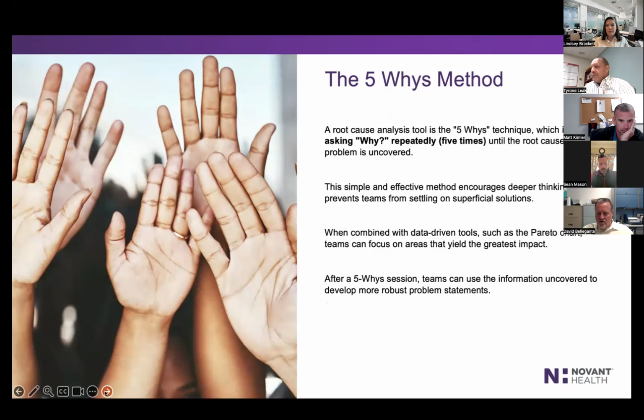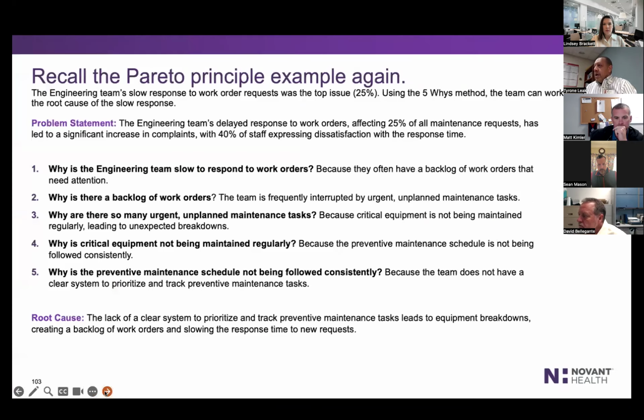Okay, when we talk about the 5 whys method, it's a technique which involves asking why repeatedly 5 times until the root cause of the problem is uncovered. It's a simple and effective method that encourages deeper thinking. That's where we want to drive people to really dive in and think deeper into the process, to prevent teams from settling for superficial solutions. And when we combine this with a data-driven tool, such as a Pareto chart, teams can focus on areas that yield the greatest impact. Next.